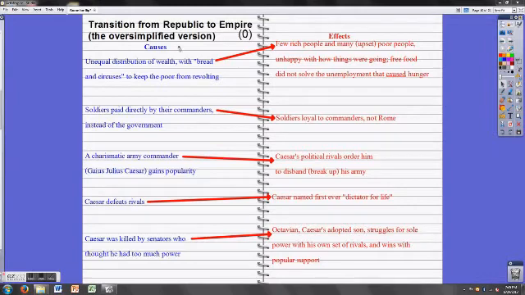Some causes of the transition from republic to empire. One of the first causes is something we've already talked about: really unequal distribution of wealth. You had what's called bread and circuses, or free food and entertainment given out to people to keep them from revolting.